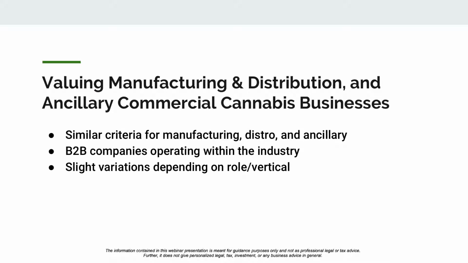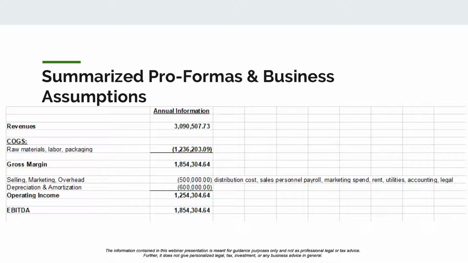has. Now, as far as the business assumptions for manufacturing, distro, and ancillary businesses, they're going to be very similar because, again, these are similar types of businesses. As you break it out, it's really business to business. It's a wholesale distribution model, salespeople, boots on the ground. So those businesses are going to be very similar, which is the reason why we're putting them in one presentation. Obviously, there's going to be some uniqueness, but for the most part, it's going to be very, very similar.